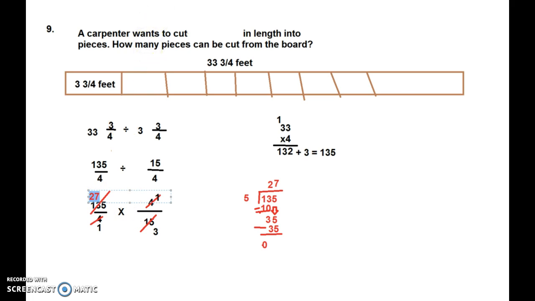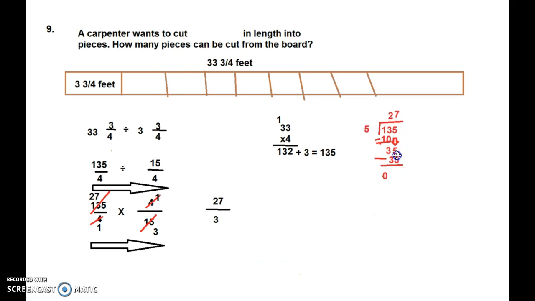All right, so now we just have to multiply across. 27 times 1 equals 27. And then 1 times 3 equals 3, right? Now, 27 divided by 3, can it be simplified even further? I absolutely can. If you know your math facts, you will know that.